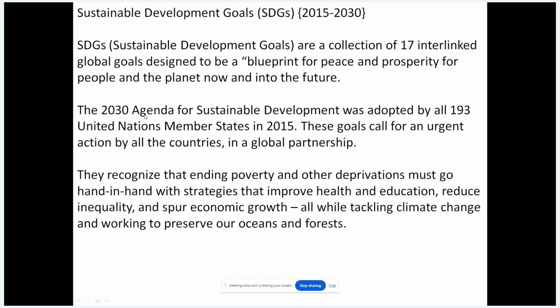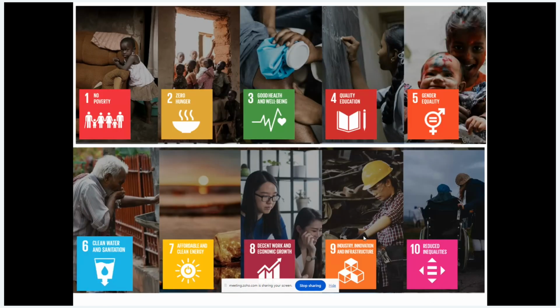So the 2030 Agenda for Sustainable Development was adopted by all 193 United Nations member states in 2015. These goals call for urgent action by all the countries in a global partnership. They recognize that ending poverty and other deprivations must go hand in hand with strategies that improve health and education, reduce inequality, and spur economic growth, all while tackling climate change and working to preserve our oceans and forests. So these are basically 17 goals.